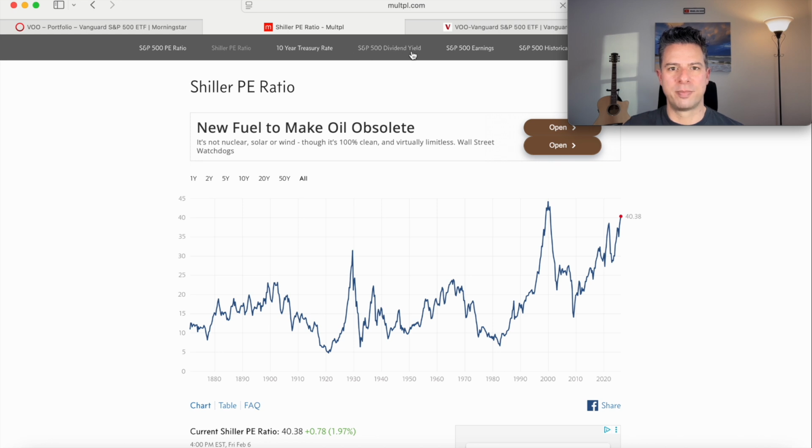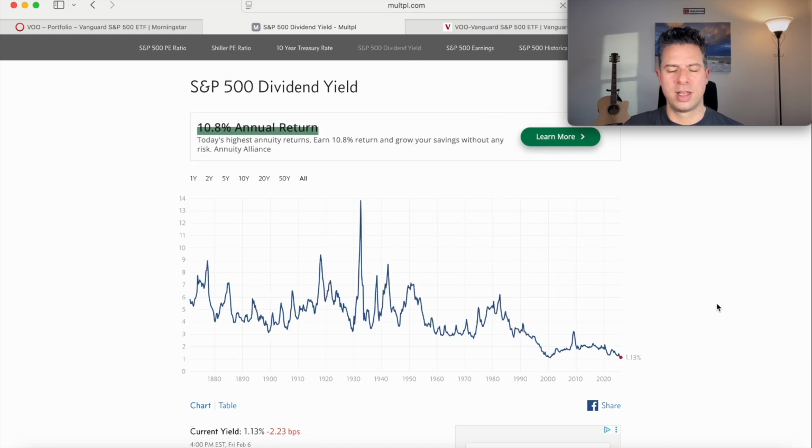So let's see a few other views here. S&P 500 dividend yield. So you can see this keeps going down. So the price of the stocks are high, the yield is low. That's not always a great sign. So another data point that the market is definitely flying a little high right now.